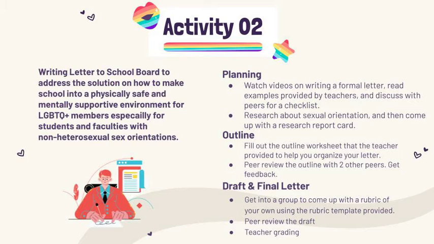In the outline stage, they peer review the outline with two other peers and get some feedback. During the draft and final letter, there are also some leading questions for them to get into a group of 4 to 5 peers and come up with a rubric of their own using the rubric template provided. And then they will do the peer review of the draft, complete their draft, and get peer reviews based on the rubric that the students came up with. Then onto the final letter.